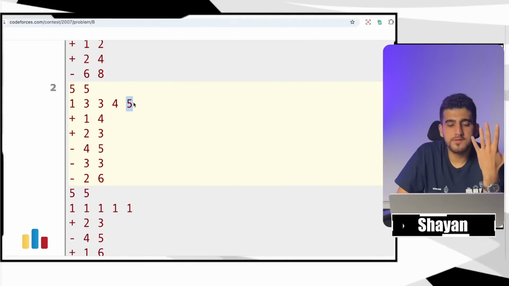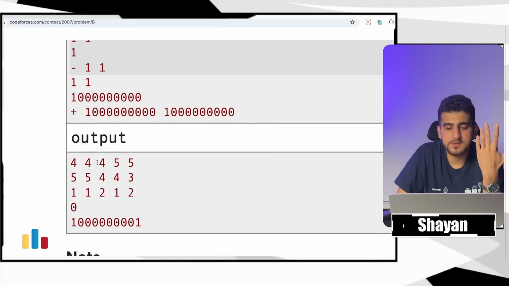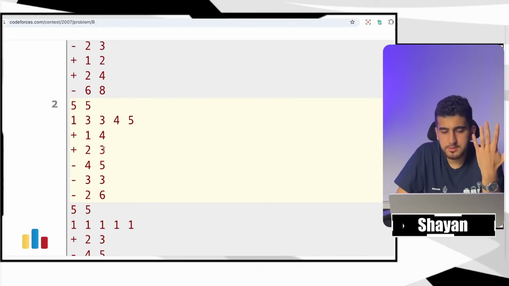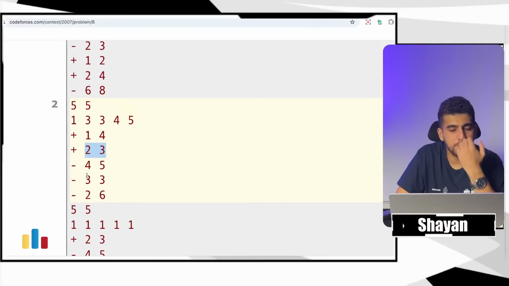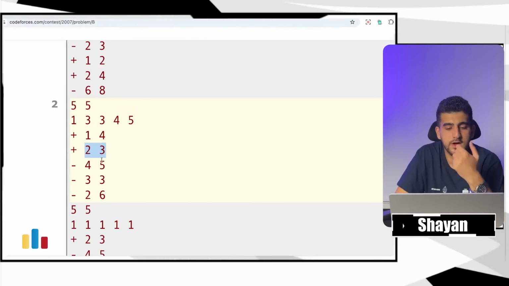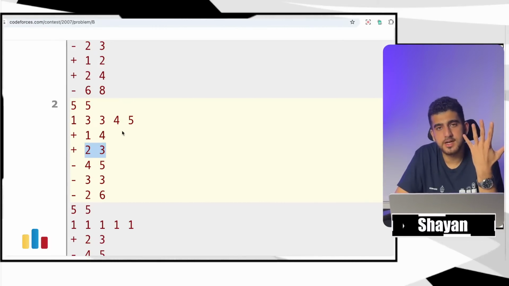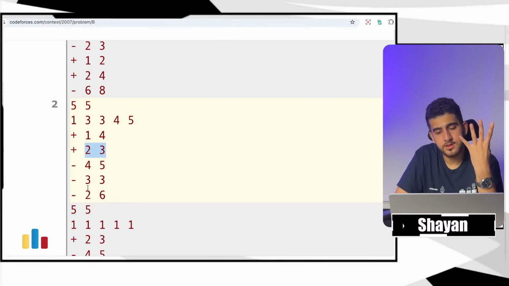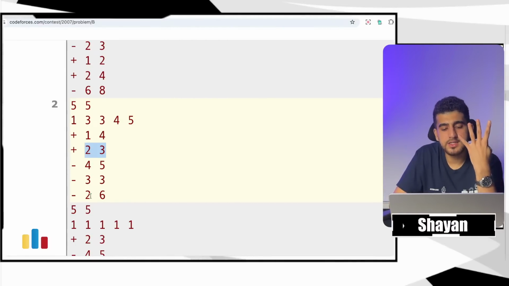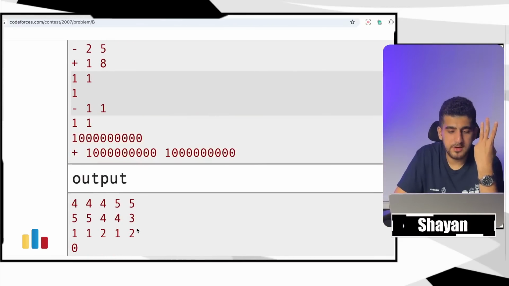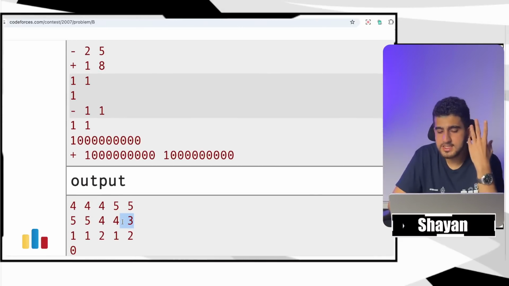So I have this 5. After the first operation, it remains as 5. After the second operation, it still remains 5, because 5 is not in this interval. Then we subtract 1 from the elements from 4 to 5. So 5 will be decreased by 1 and becomes 4. Then we have minus 3 and 3. It has no effect. Then we have minus 2 and 6, so my value becomes 3. So this is how we do it.